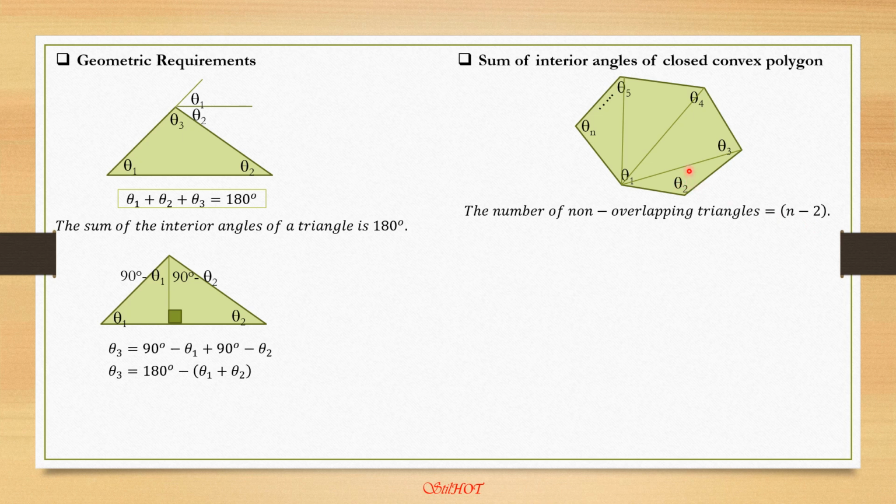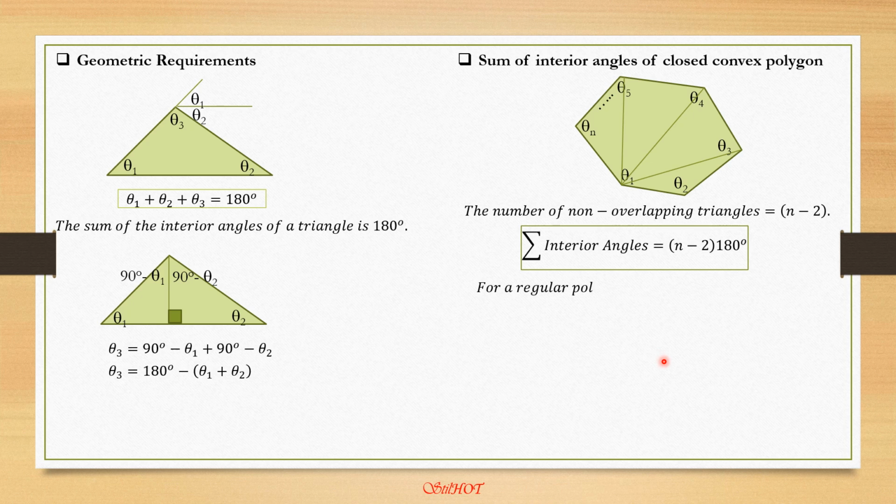Since the sum of the interior angles of a triangle is 180 degrees, the sum of these interior angles is n minus 2 times 180 degrees. So we have this formula for the sum of interior angles, the quantity n minus 2 times 180 degrees. Again, n minus 2 is the number of non-overlapping triangles that can be drawn from an n-cornered closed convex polygon. And since each triangle has a sum of its interior angles of 180, the sum of interior angles of a closed convex polygon is in general n minus 2 times 180 degrees.